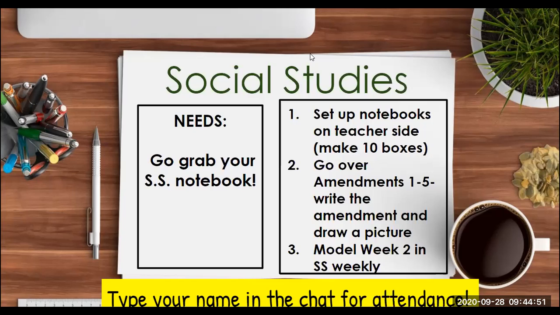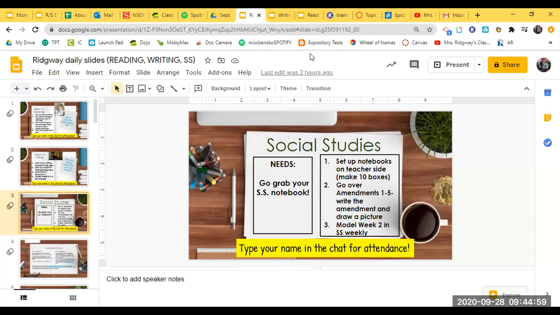All right, guys, we're going to go ahead and get started for social studies today. You can see that under social studies, it says we're going to set up our notebooks. We are going to go over the Bill of Rights, and there are 10. We know that there were 12, 2 got thrown out. So there are 10 Bill of Rights. Today we're going to set up our notebook and do amendments 1 through 5. We're going to talk about what they mean, and then we are also going to draw a picture for each one. So grab your social studies notebooks for me.